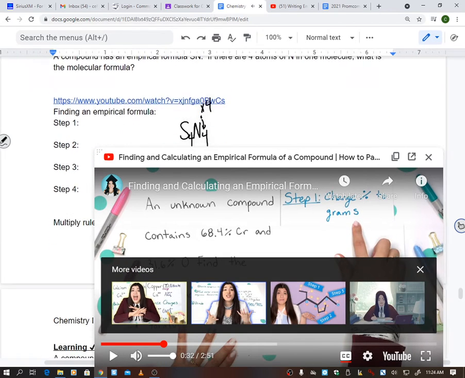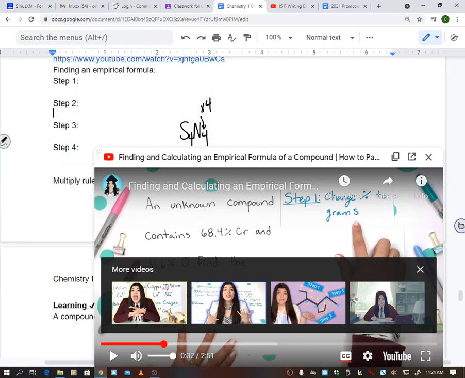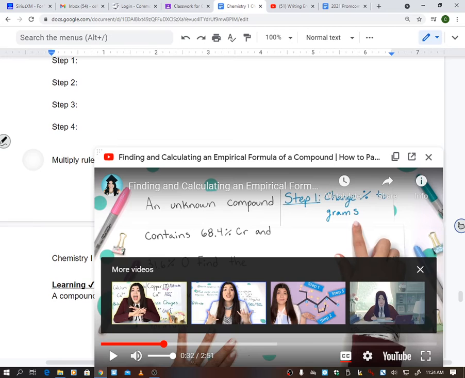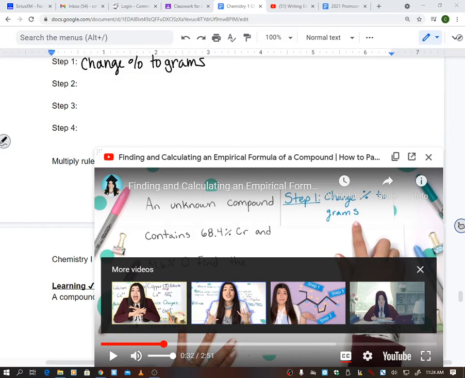Our first step, let me get rid of this right here. I'm going to put this up as high as I can get it. Step 1 is to change percent into grams. Now this tends to not be my first step, really, because I'll have them write this down on their periodic table. I tend to not use this. I just know right away when I read a problem that my percent is now going to be in grams.